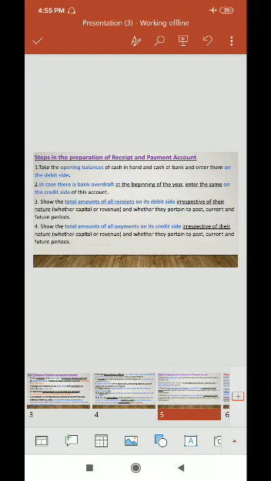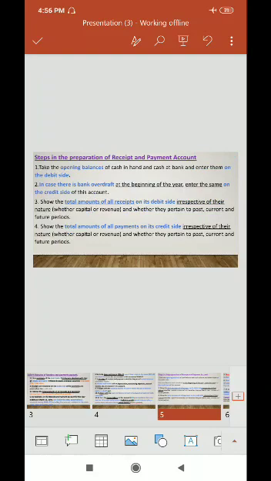Again, with an open mind, we shall now try to understand what the steps are in preparation of the receipts and payments account. So coming to the first point, take the opening balance of cash in hand and cash at bank and enter them on the debit side. Debit side means receipt side. And the second point is, in case, this is an adverse case, in case there is a bank overdraft at the beginning of the year, enter the same on the credit side of this account. Credit side means your payment side. Okay, the first step is done.